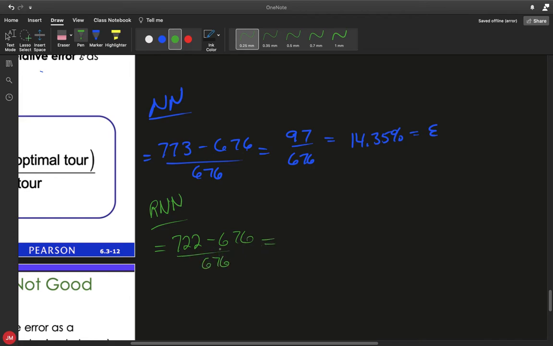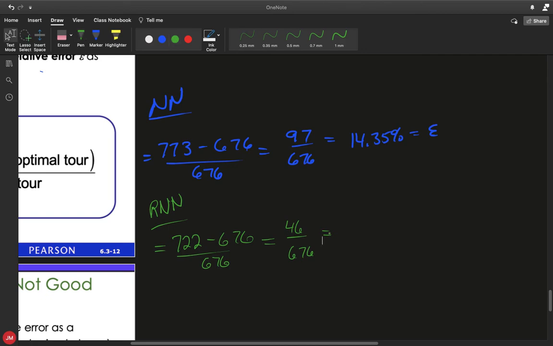So to find our relative error, we're going to take that minus the optimal route, which we found using the brute force method in the previous video, and then divide by that optimal tour. So 722 minus 676 is going to be 46, so you were off by quite a bit less. Remember, with nearest neighbor you were off by 97. With repetitive nearest neighbor, we're only off by 46.